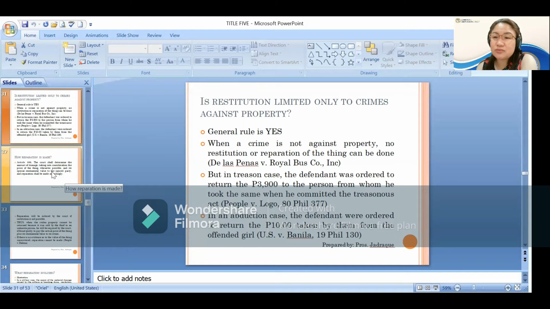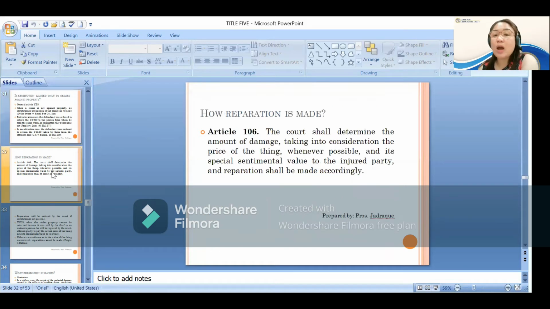Okay, so that is restitution. Again, how do you make restitution? To return the very thing itself subject of the unlawful taking. Now, how about reparation? Article 106 provides that the court shall determine the amount of damage, taking into consideration the price of the thing whenever possible and its special sentimental value to the injured party, and reparation shall be made accordingly.